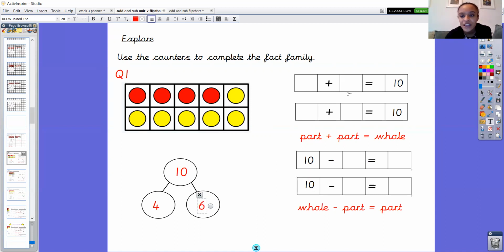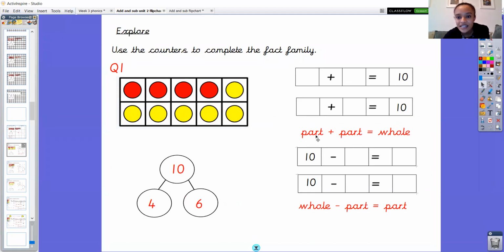Now, can you remember when we did this before, we have our stem sentence underneath, or our generalization underneath, to help us remember what order to put the numbers in. So our whole's already in place. Part add part equals whole. Can you remember you can switch those numbers around to help you find out what the other one is? So remember, you put your part and part in first, and you can switch those 2 parts around. And then when it comes to subtraction, we always start with that whole, don't we? And we take away a part, and again, you can switch those 2 parts around to give you 2 different number sentences.